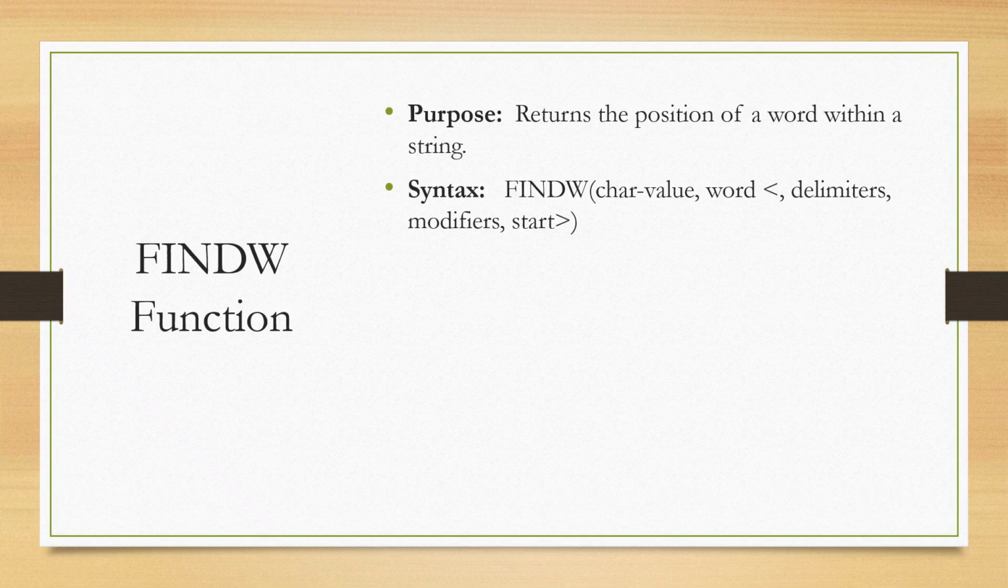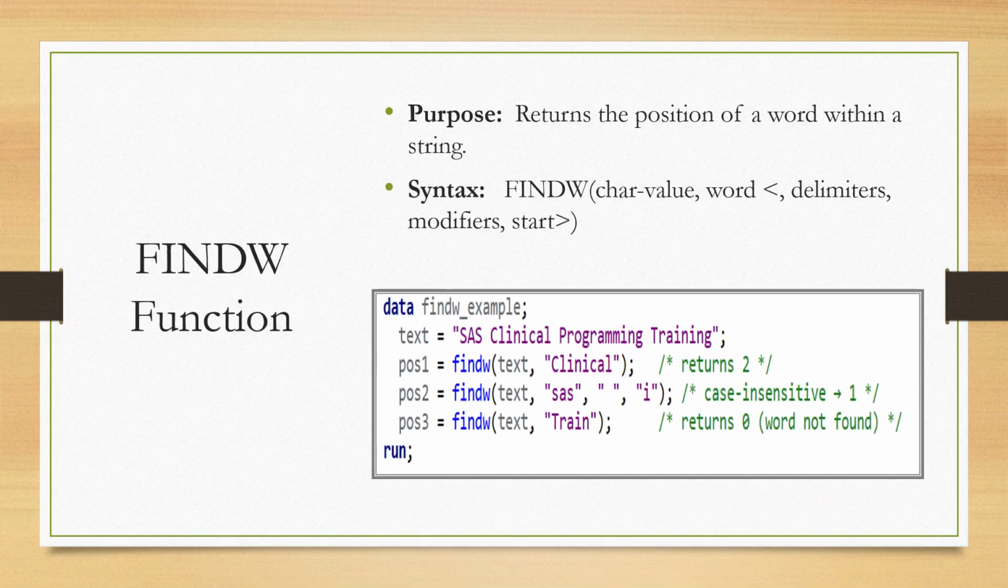The function returns the position in the character value that contains the word. If the word is not found, the function returns a 0. The FINDW function can be complicated, especially when using some of the modifiers or a negative starting position. Let's understand this again with an example here.